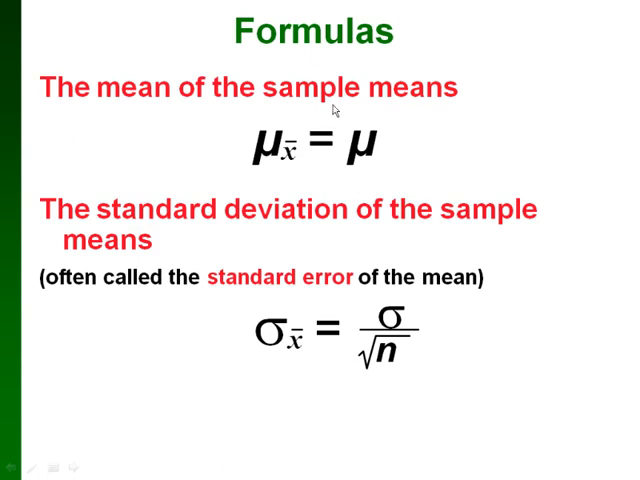Here are the 2 formulas that we're going to use for our sampling distribution for our sample means. The first one is really easy because the mean of our sample means is just equal to the population mean. The second one is a little bit harder to remember. This is that the standard deviation of our sample means is our original standard deviation divided by the square root of our sample size. Another name for this is the standard error of the mean.